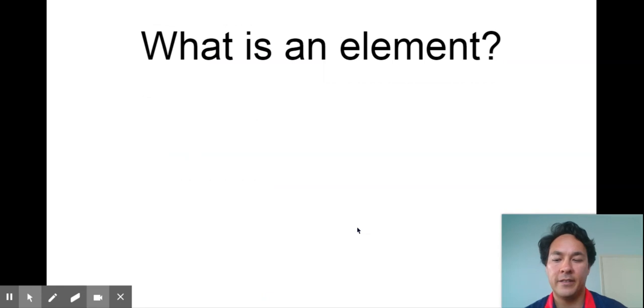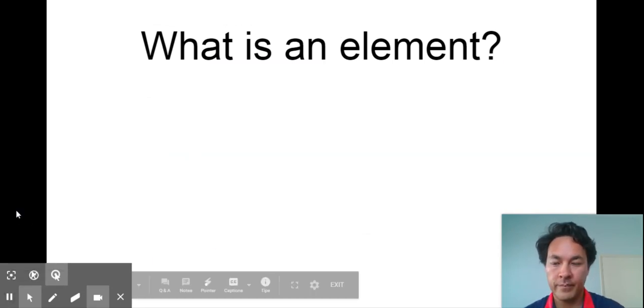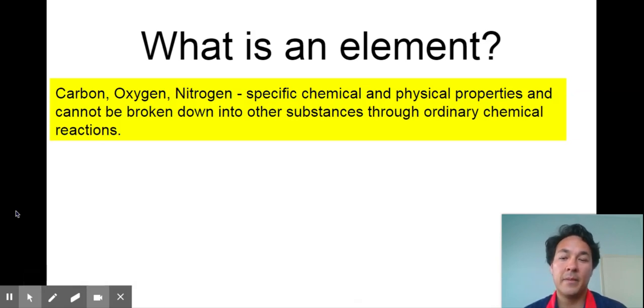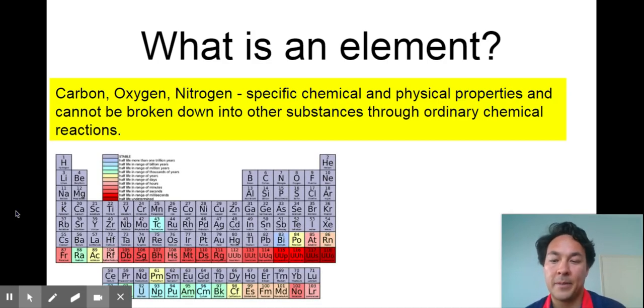So pause the video. Can you answer what is an element? Okay, hopefully you got something along the lines of carbon, oxygen, nitrogen. It's probably easier to give examples of them. But an element is something that can't be broken down into anything else more simple. Kind of like a cell is the basic unit of life, an element is the basic unit for this chemistry. And so here is the periodic table of elements that arranges them according to properties and is very useful as we look at different elements.